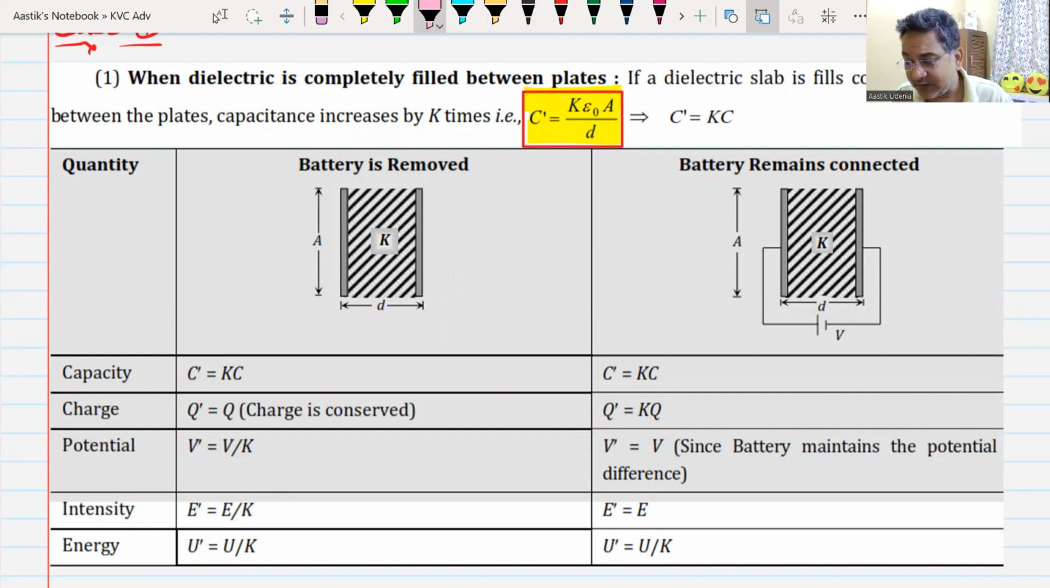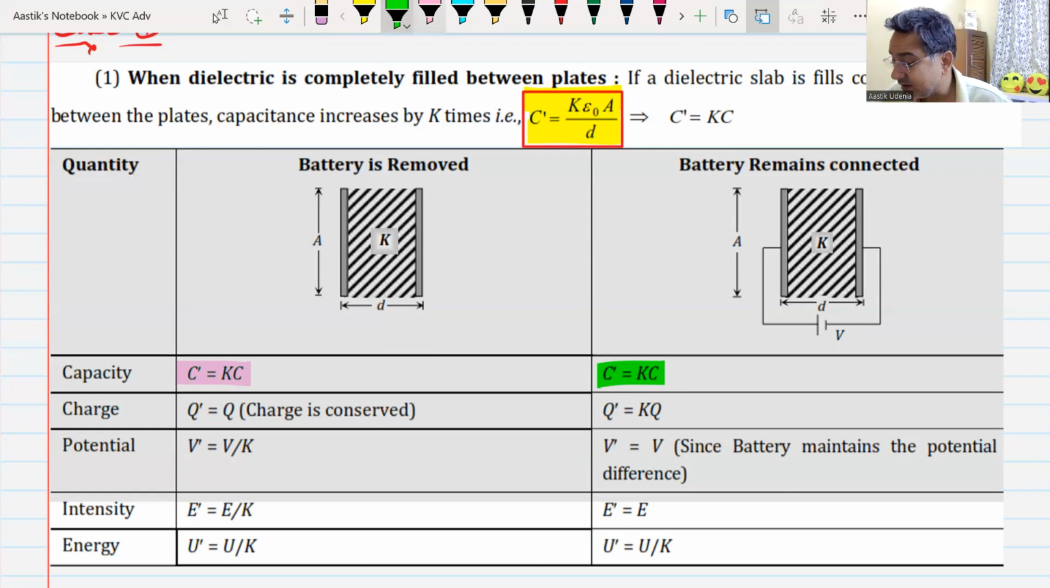So on the left hand side, what you see are the values of different quantities when the battery is removed and dielectric is inserted. On the right hand side, we have the battery connected. Do you see the battery connected on the right hand side? Yes, sir. Then the dielectric slab is introduced. What happens in both the cases? In both the cases, you can see the capacitance becomes K times. Do you see this?